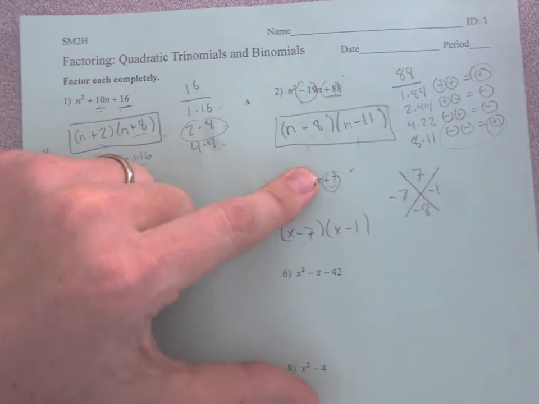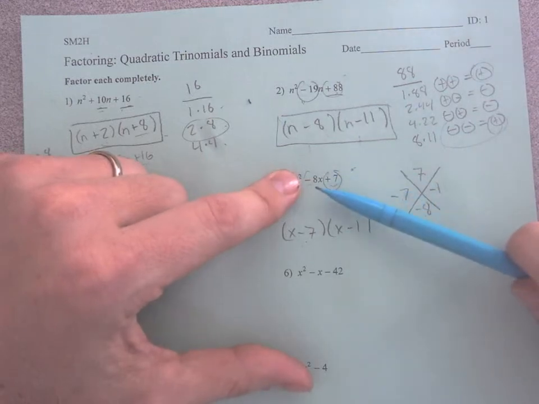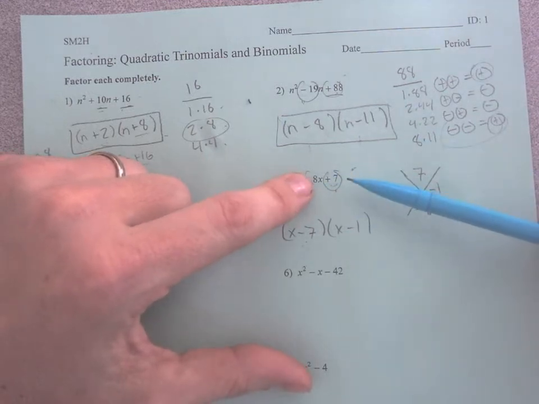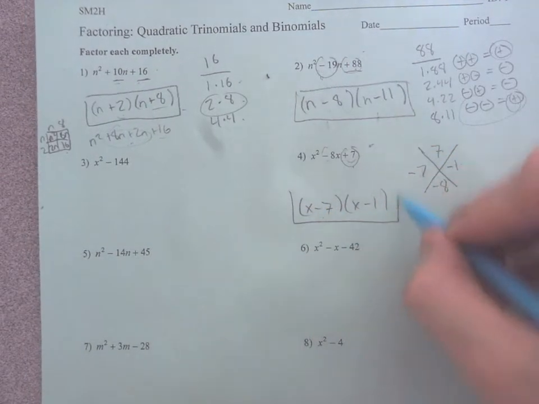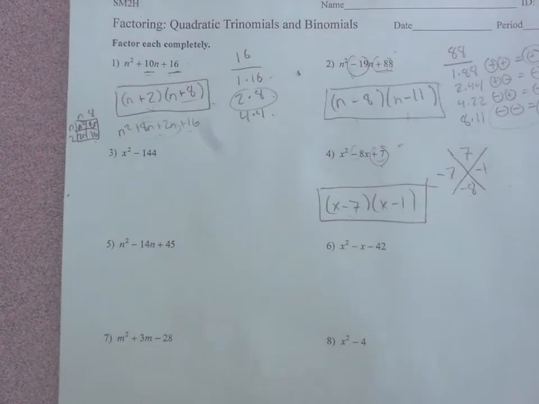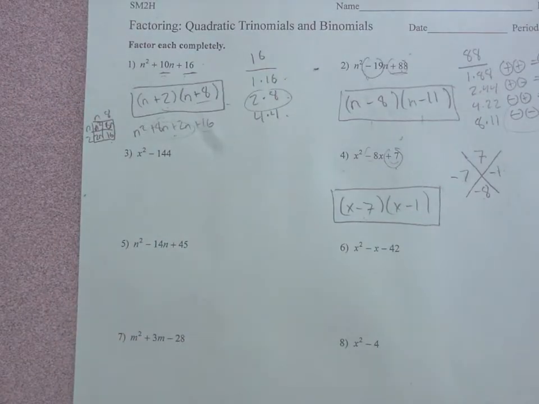Now how do I know that they were negative? Well, when I add them together, I have to get a negative 8. And if they were both positive and I added them together, I wouldn't get a negative 8. I'd get a positive 8. So there's just some techniques here. Sometimes it's a little bit of guesswork, but as you practice, you get a little bit better.